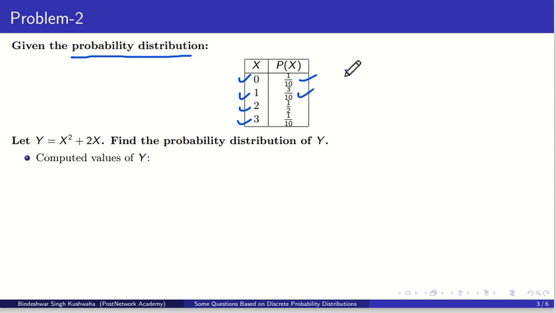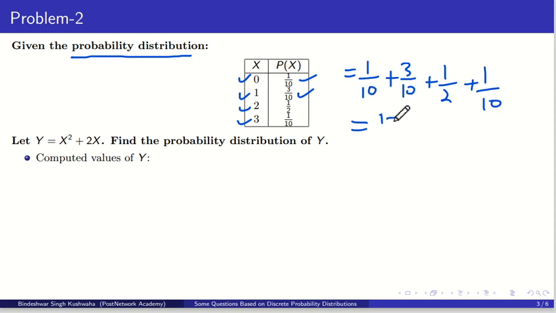It is a probability distribution. You can check that 1 upon 10 plus 3 upon 10 plus 1 upon 2 plus 1 upon 10, I can write like 1 plus 3 plus 5 plus 1, that is 10 upon 10, which is 1. So that is a probability distribution because the sum of all probabilities is 1.